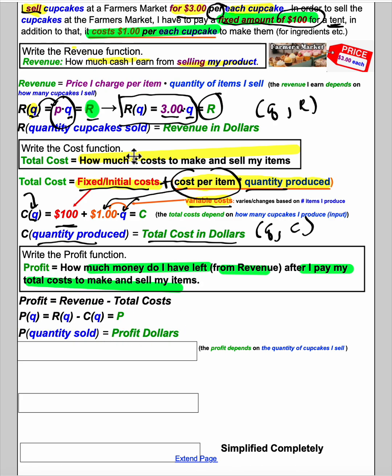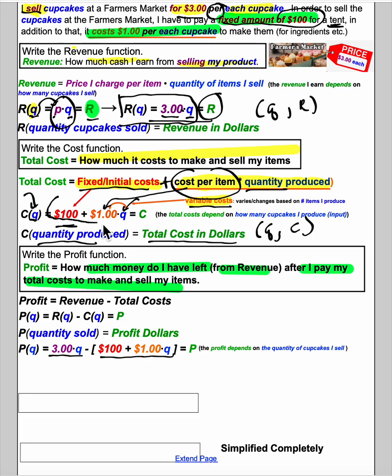And so in this case, I'm inputting the quantity of items sold and I'm going to get an output of profit. So the amount of profit I make depends on how many cupcakes I sell. So here's my revenue function, 3 times Q. That's from right up here. And then my cost function. Be careful here. This is my total cost function, 100 plus 1 times Q. I have to subtract both those pieces. A lot of people make a mistake where they're not subtracting both parts of cost.